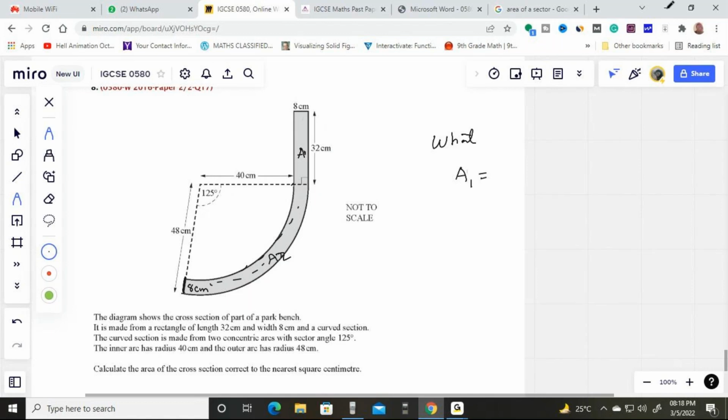A1 is just a rectangular strip. I hope you people can hear me. This is a rectangular strip, so I'm going to use the area of a rectangle. The formula of the area of a rectangle is length into breadth. So it is 32 into 8. You can multiply, it's giving me 256 centimeters square. This is the area of this portion. Done. Now I need to find area A2.